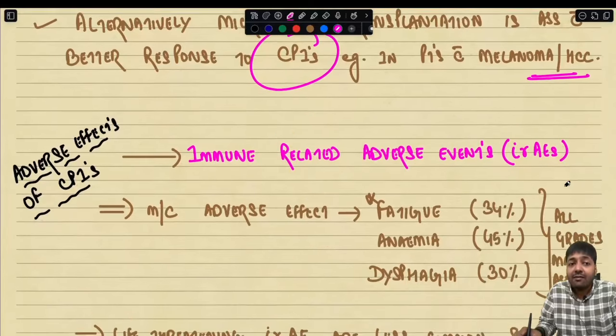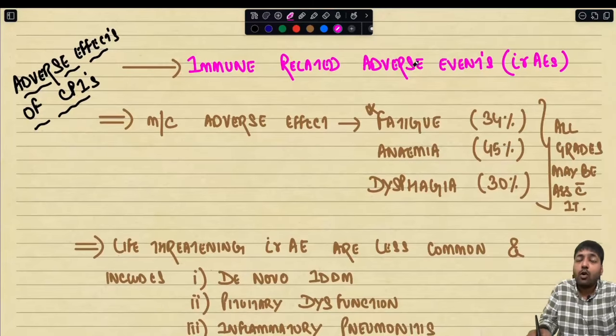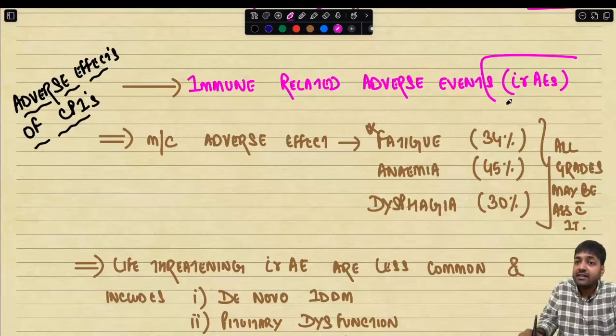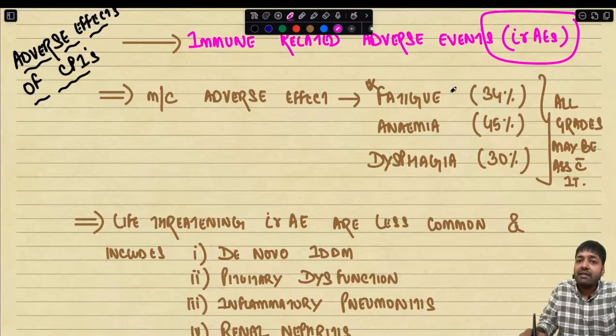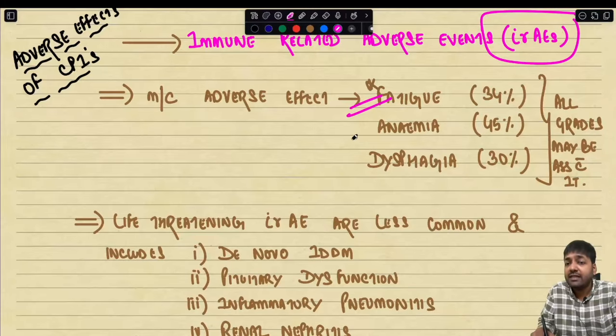Now, what are the adverse effects of checkpoint inhibitors? They are called immune-related adverse events. This is the short form. Most common adverse effects include fatigue, 34%, then anemia, 45%, and dysphagia. They are associated with all grades of adverse effects.